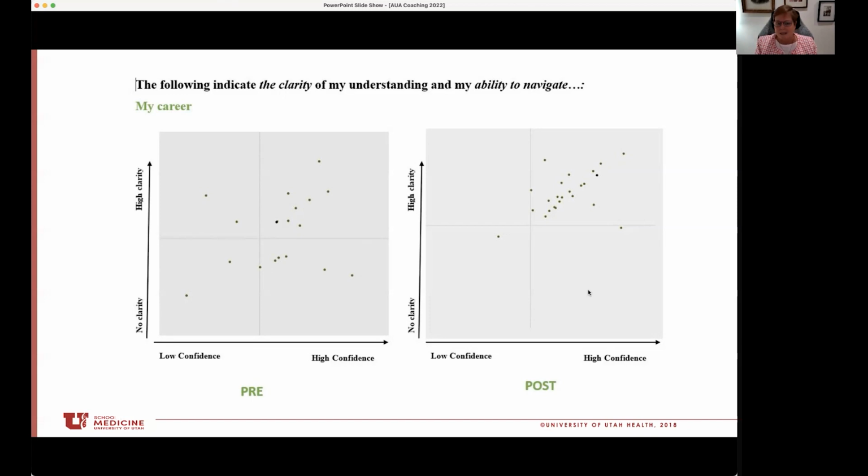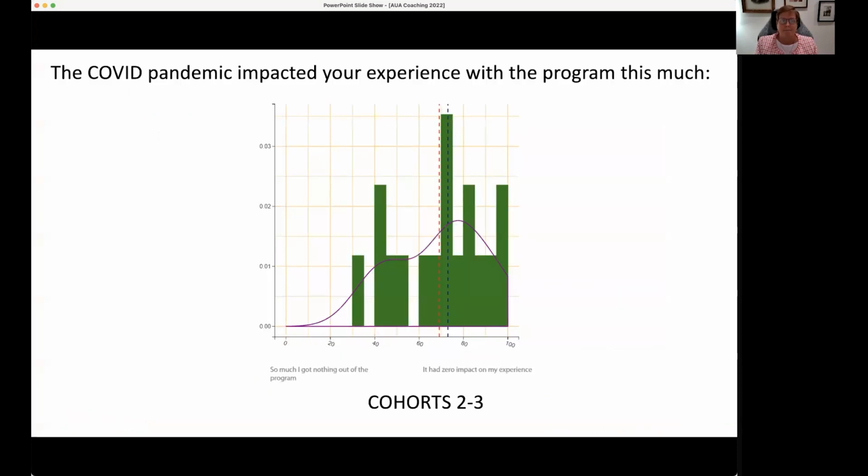At the end, we asked them the exact same question. And what we found was a dramatic shift into that upper corner of high clarity and high confidence, and really only two who are just slightly into the needing more clarity or needing more confidence side of things. So we think this is a really compelling story about the effectiveness of our internal coaches who are not certified, but just have some coaching skills training.